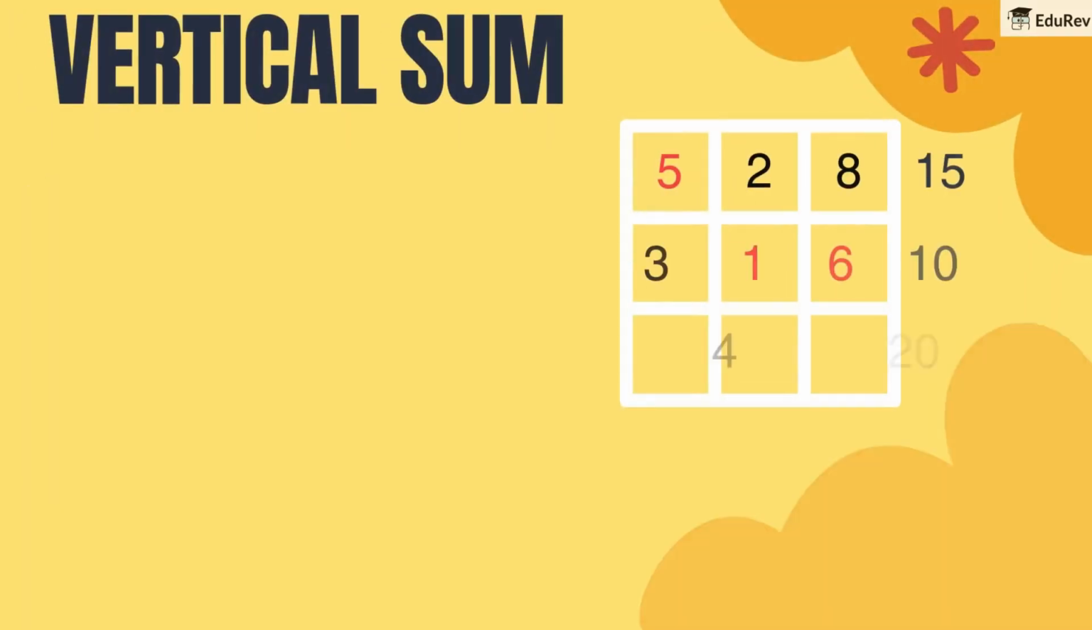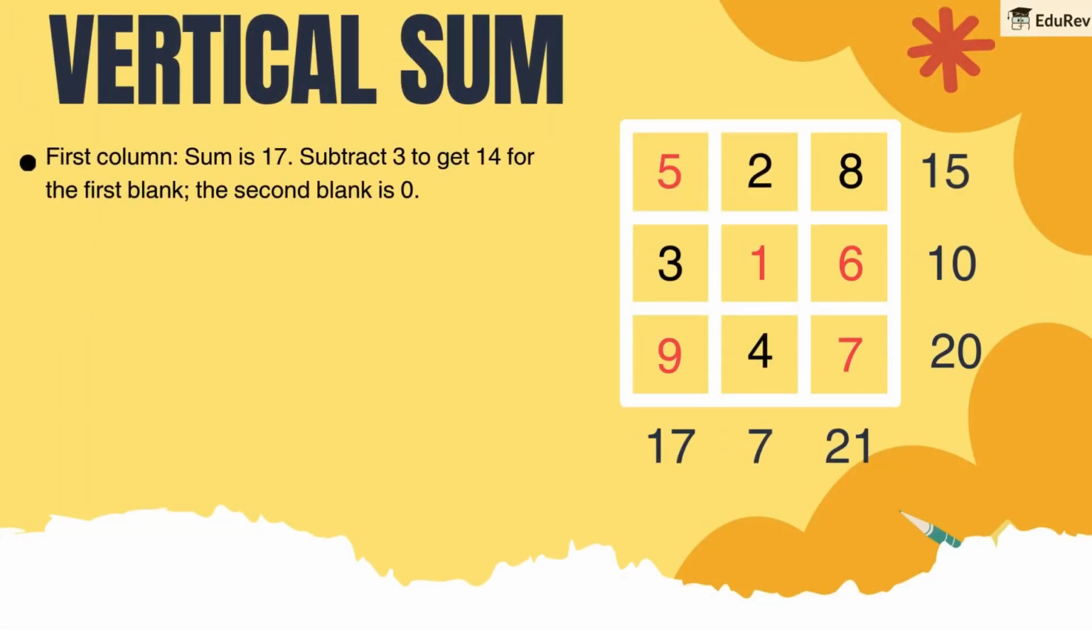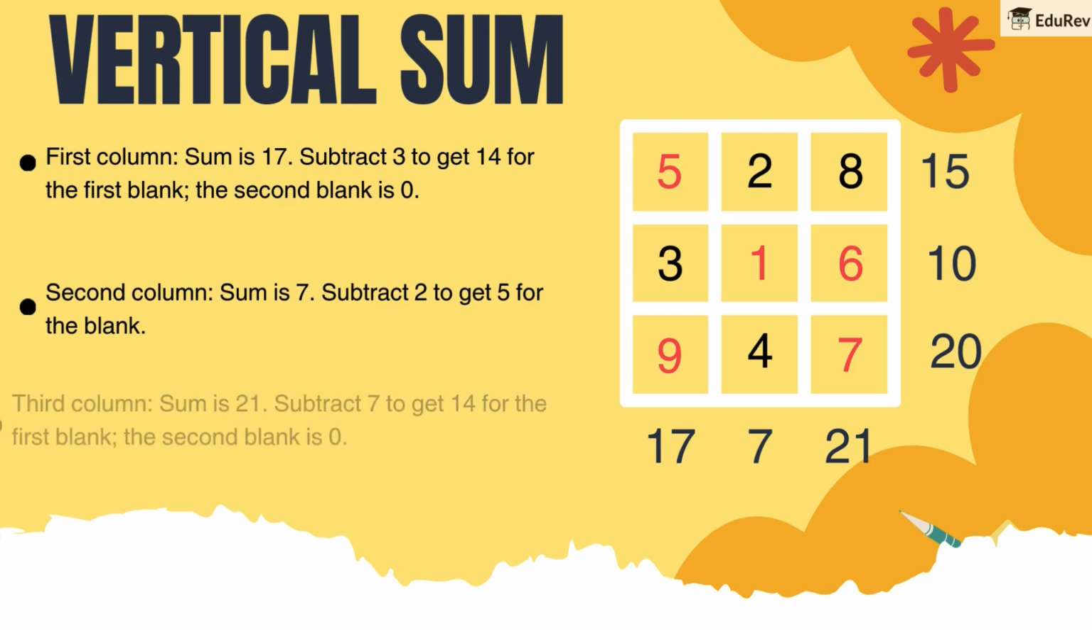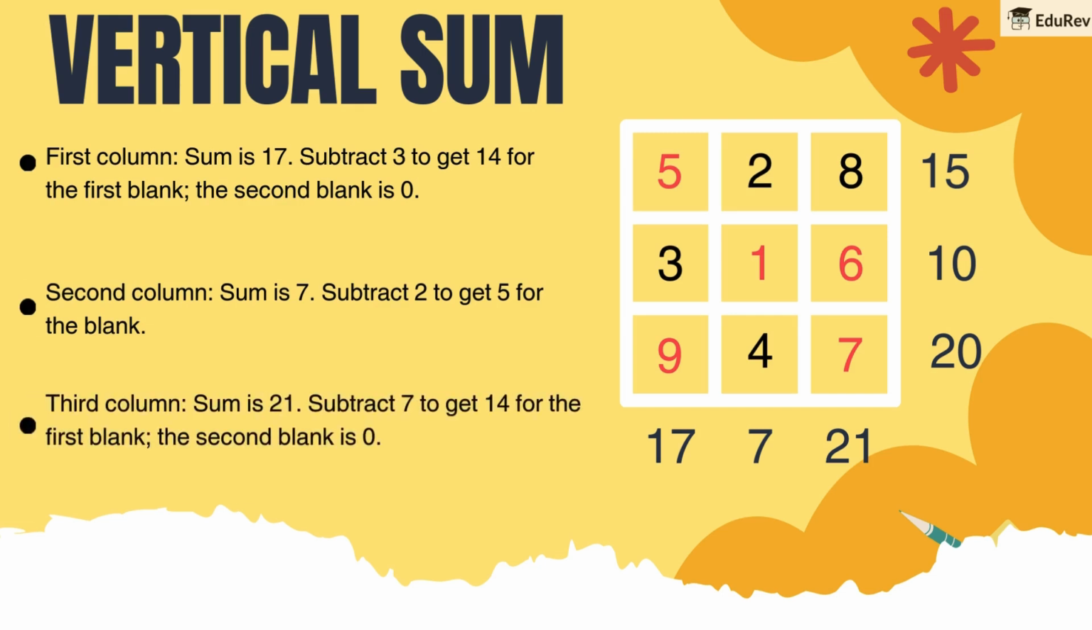Now for the vertical sum. The first column's sum is 17. If we subtract 3, we get 14 for the first blank. The second blank is 0. The second column sum is 7. If we subtract 2, we get 5 for the blank. The third column sum is 21. If we subtract 7, we get 14 for the first blank. The second blank is 0.